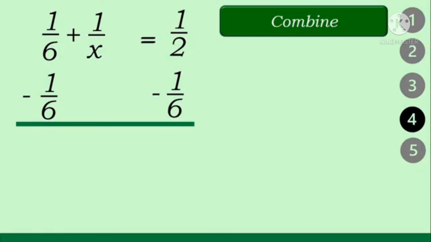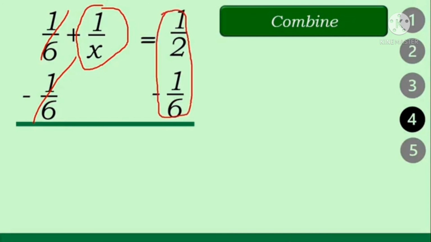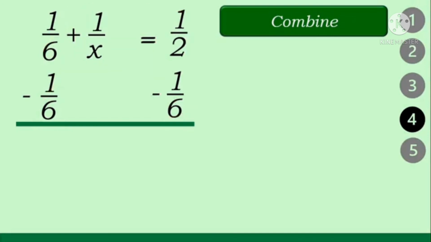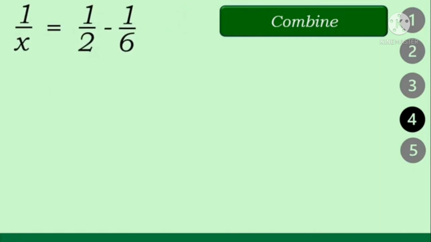Since you already have subtracted 1 over 6 here, that means we can cancel that out because it will give us a 0. We are left with 1 over x on the left side, and we have 1/2 minus 1 over 6 on the right side. I hope you're able to follow. Allow me to erase. The next step, it will look like this. We'll copy the equal sign. We have 1 over x is equal to 1/2 minus 1 over 6. From here, you already have on the right side 1/2 minus 1 over 6.